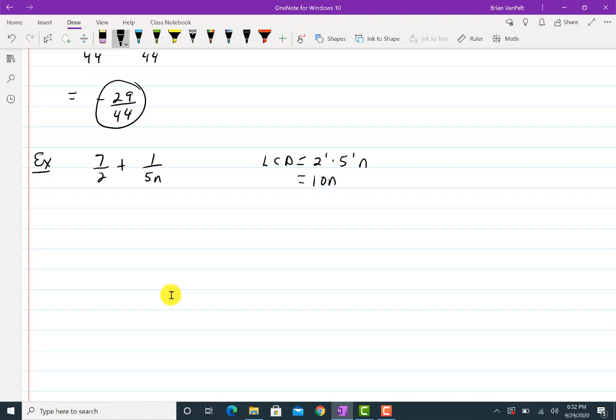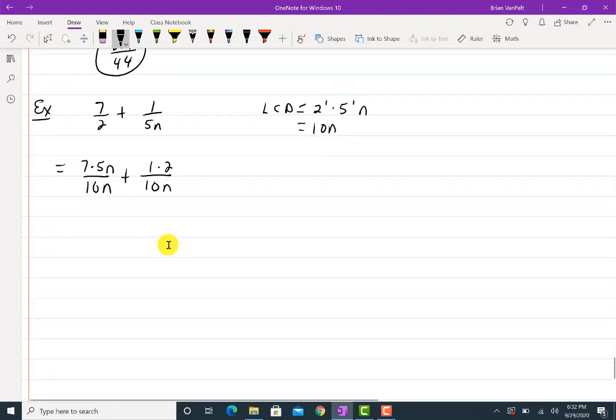So what I'm going to do is change each fraction to being over 10n. Let's start with the 7 halves. That 2, in order to make it a 10, I had to multiply by 5, but then there was an n attached. So I have to take 7 times 5n. And over here, to make 5n into a 10n, I simply have to multiply by a 2. And so I get 35n over 10n plus 2 over 10n.